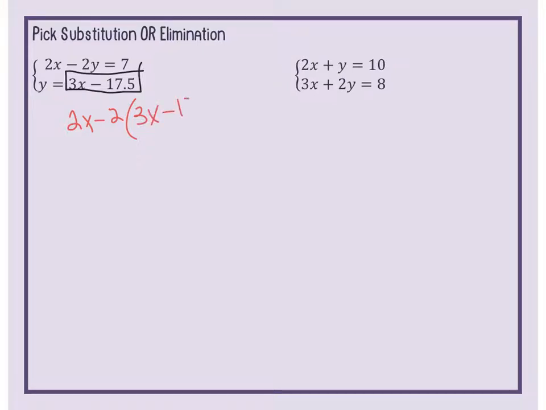Don't forget, the whole point of this is to get rid of one of the variables. When I substitute that in, I no longer have a y there. Distribute the negative 2. So 2x minus 6x plus 35 equals 7. Combine like terms.